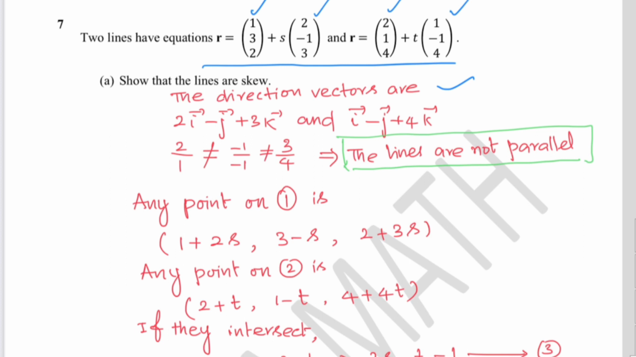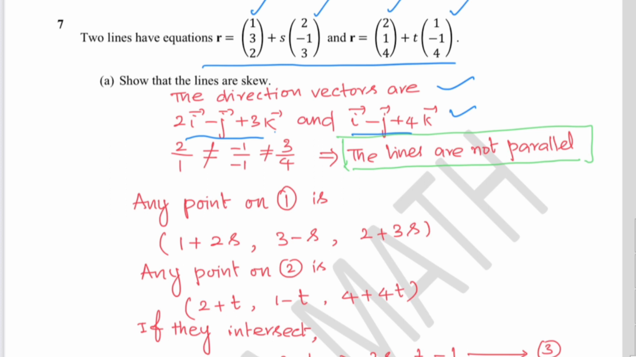First, let us prove that they are not parallel. Take the direction vectors, that is 2i minus j plus 3k and i minus j plus 4k. These are the two direction vectors. So you just divide the like components: 2i over i, so 2 over 1, and minus j over minus j, so minus 1 over minus 1.